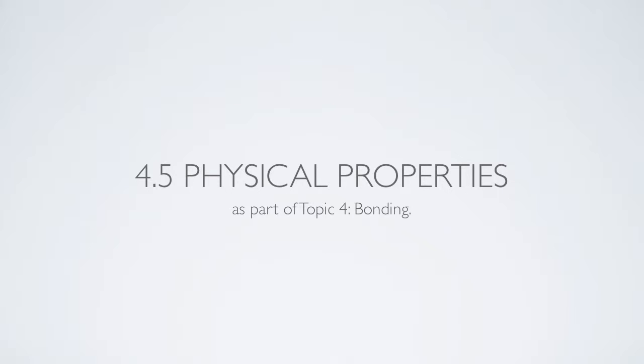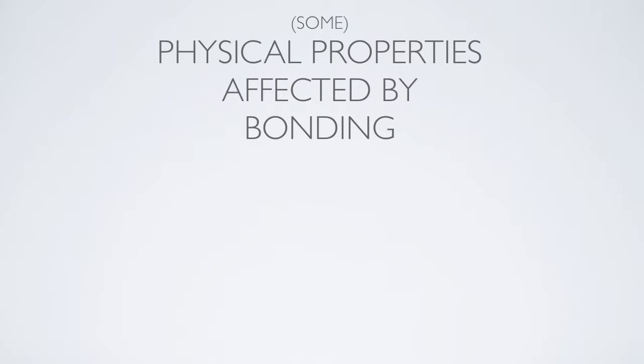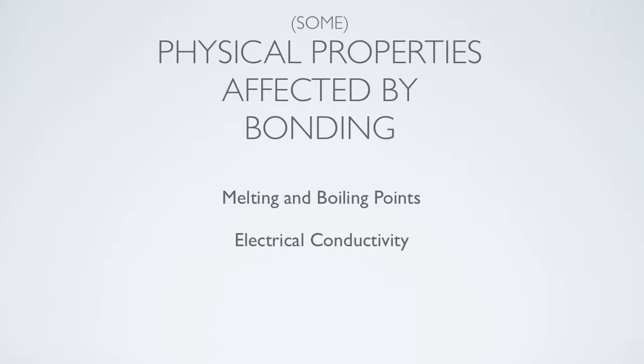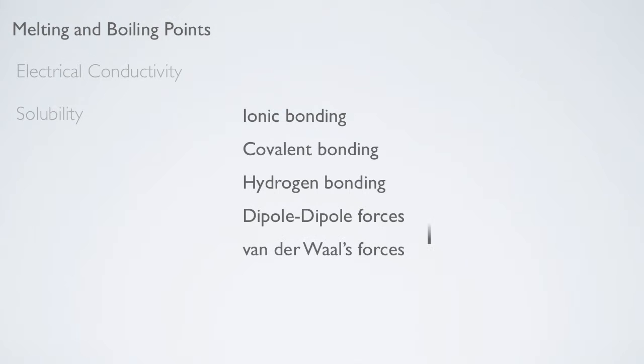This video is about physical properties as they're discussed in IB chemistry. Nearly all physical properties are affected by bonding, but we're just going to discuss a few: melting and boiling points, electrical conductivity, and solubility. Melting and boiling points are raised with stronger intermolecular forces, including ionic bonding and covalent bonding.